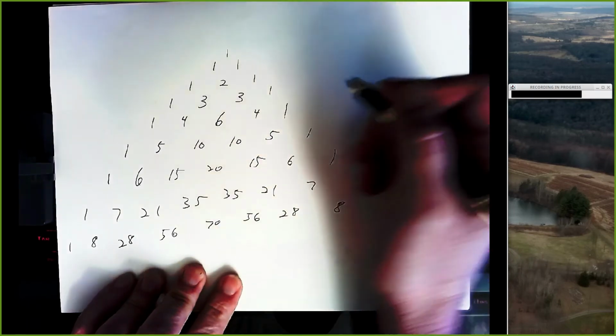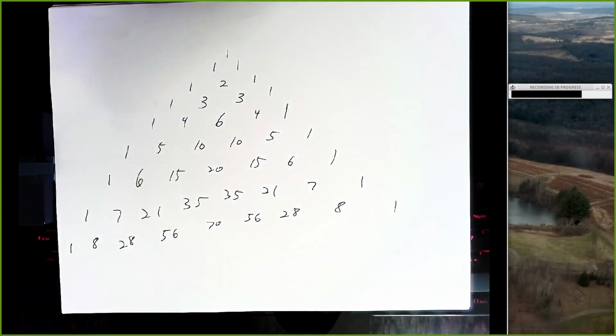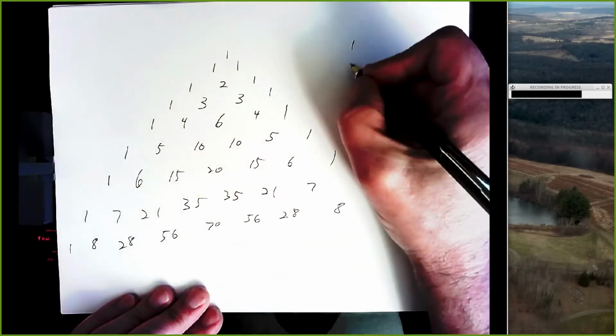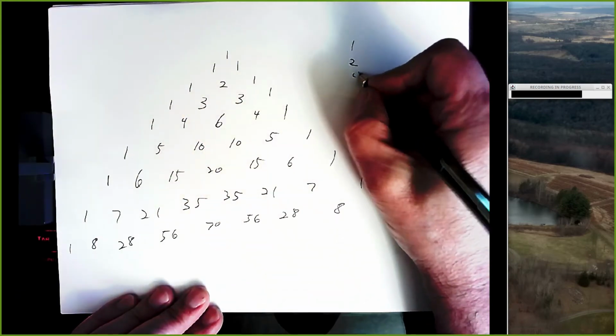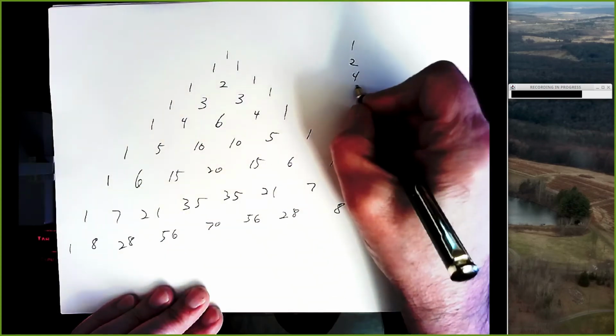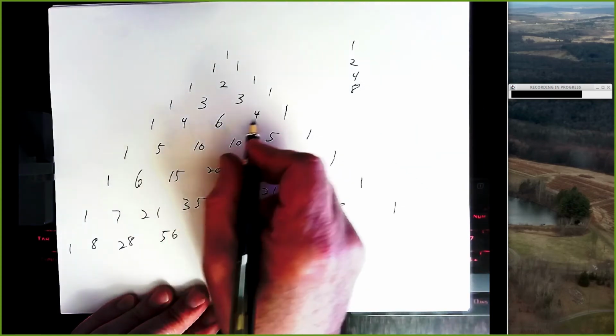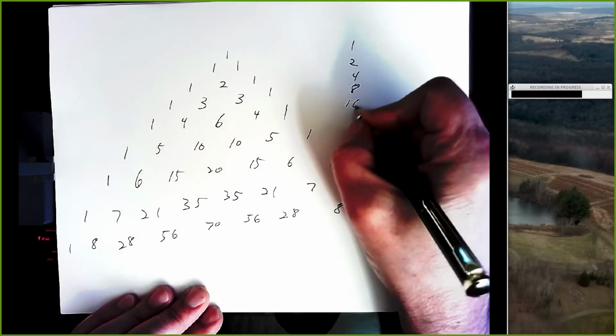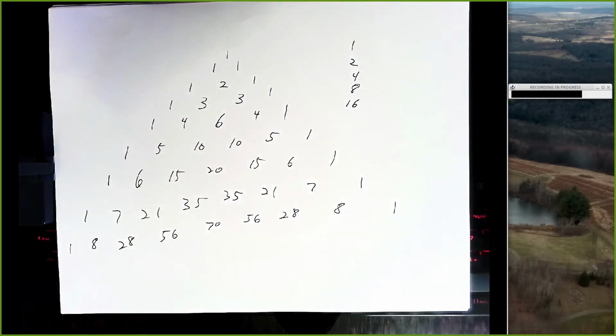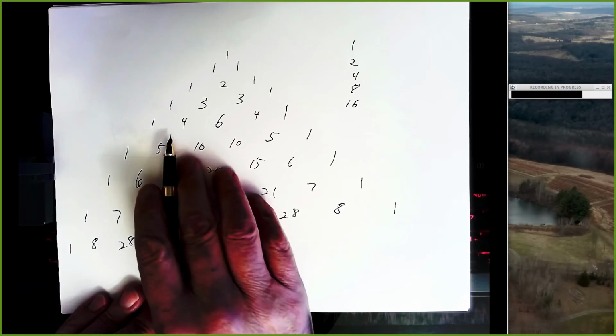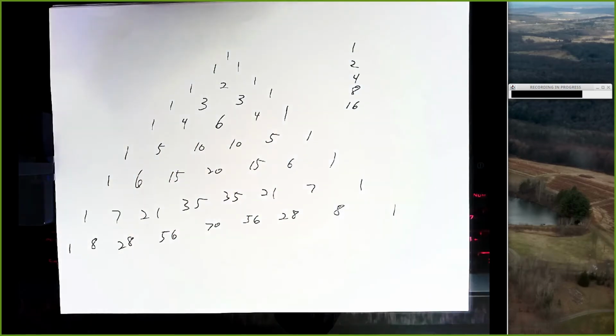So what if we add up each row of this structure? So 1 is just equal to 1, 1 plus 1 is 2, 1 plus 2 plus 1 is 4, 1 plus 3 plus 3 plus 1 is 8, 1 and 4 is 5, 6 is 11, 4 is 15, 1 is 16. What's the pattern here? It doubles every time? It doubles every time. Exactly. So each row adds up to the next power of 2.